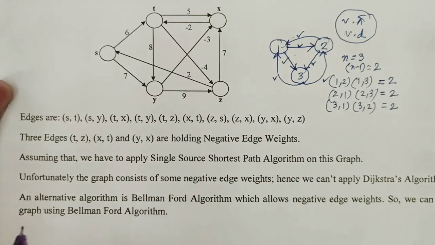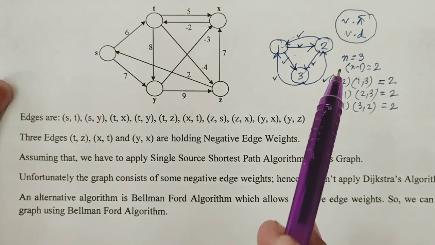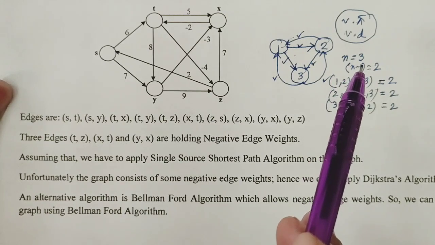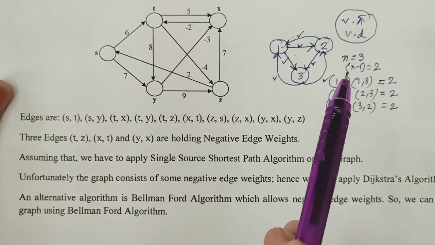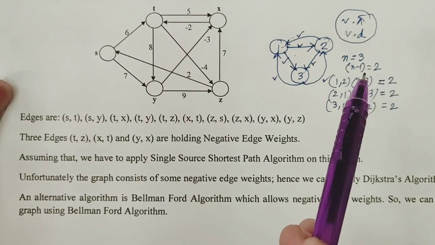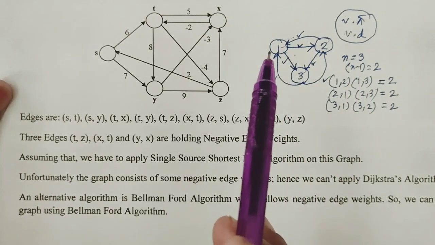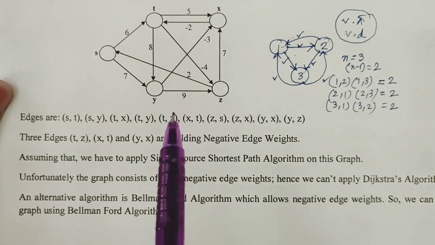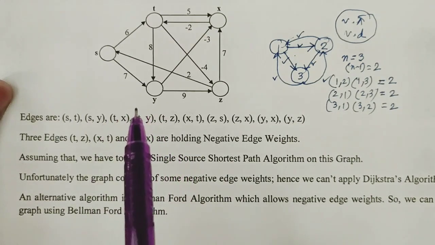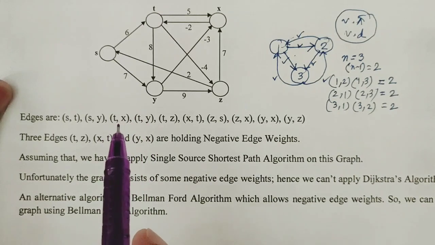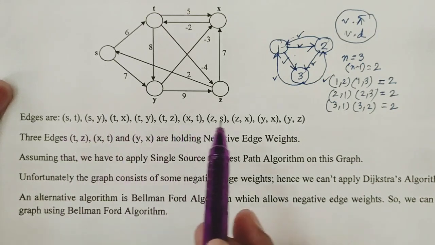Then the question is, how many iterations are there in the Bellman Ford algorithm? Bellman Ford uses the concept that for n vertices in a graph, there would be a maximum of n minus 1 edges to be covered for a vertex. That's why Bellman Ford suggests there will be a total of n minus 1 iterations, and under each iteration there will be a relaxation for all edges.